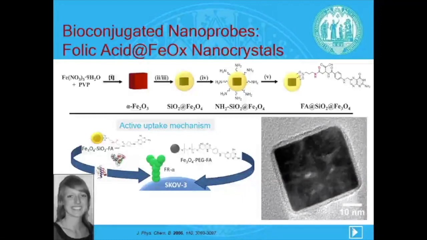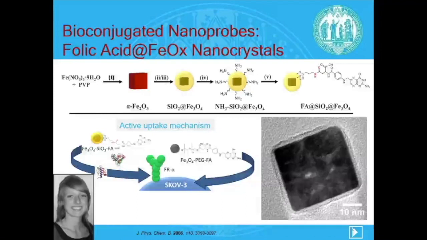This was done by first functionalizing the silica surface with an aminosilane, and this amino group can then be condensed with the carboxylic group of a drug, for example folic acid, or an antibiotic drug like ciprofloxacin, but the example you see here on this slide is folic acid. Now, if this particle, this conjugate, is brought next to a cell which has a lot of folate receptors, then this particle, because of the surface decoration with folic acid, will be preferentially taken up.